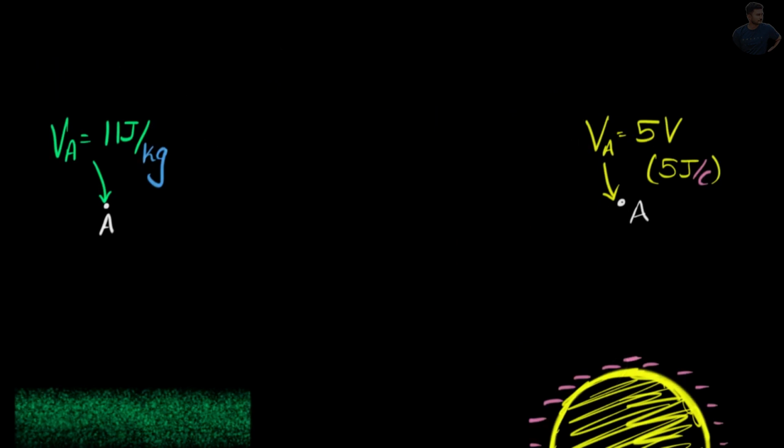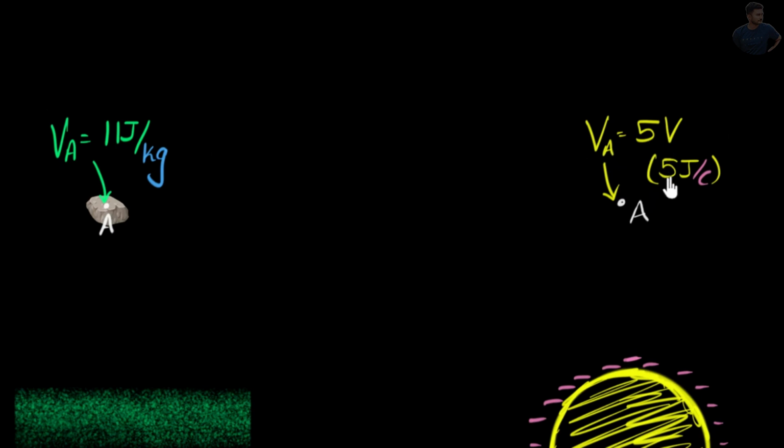So just to quickly recall, what does it mean to say that potential at some point is 11 joules per kilogram? It just means that if I were to keep a 1 kilogram object over here, then that would have 11 joules of potential energy. But I could keep a 10 kilogram object over here and it would have 110 joules of potential energy. It's an indicator.